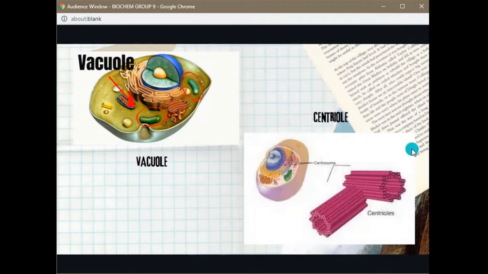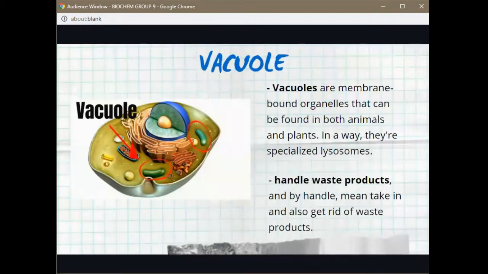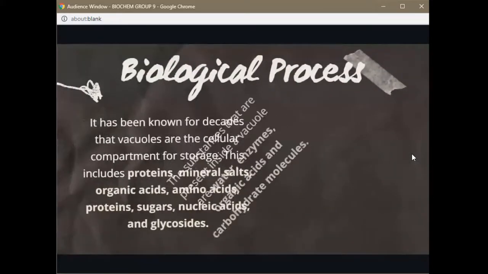But what is a vacuole? Vacuoles are membrane-bound organelles that can be found in both animals and plants. In a way, they're specialized lysosomes. They also handle waste products. By handle, I mean take in and also get rid of waste products. That's right, Zad. Its biological process is this.